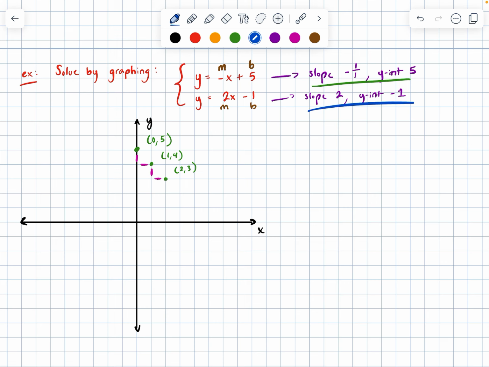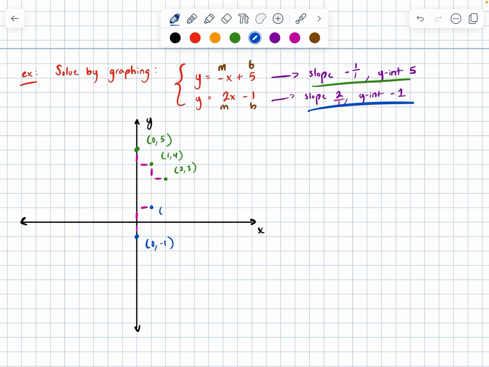Y equals 2x minus 1. I'll do this guy in blue. Its slope is 2, its y-intercept is negative 1. Let me start by putting that y-intercept down over here. So the y-intercept is negative 1, again, x is 0, so 0, negative 1 is my point. For my slope, if I think of 2 as 2 over 1, so I have a positively sloped line, every time that I go up 2, I need to go over to the right 1 to find another point.